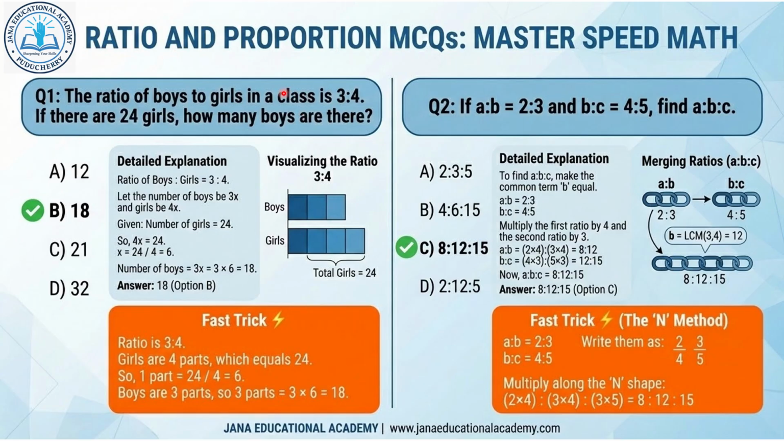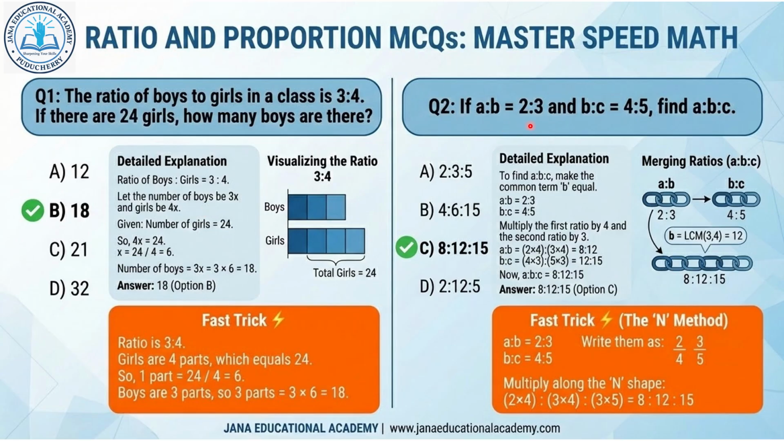Like that we can calculate. You see the boys are 3, girls are 4. So each part you first have to find out. So 4 parts is 24. Each part is nothing but 24 divided by 4. So each part is 6. If we substitute 6 here, 6, 12, 18. So boys are 18. We can easily find out.